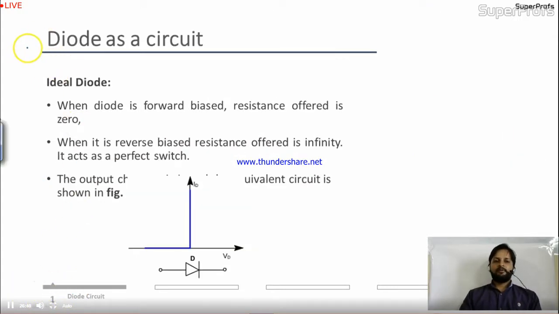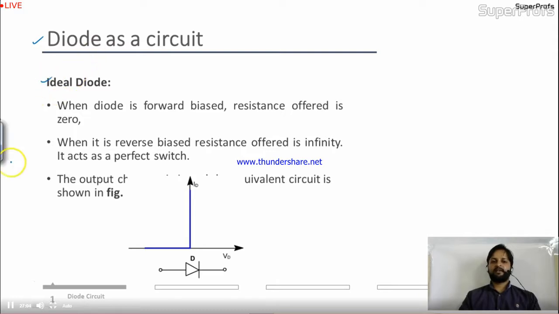Now come to the diode as a circuit. When we use the diode in a circuit, where we have to calculate circuit parameters, it may be voltage, current, power or anything. Suppose we are given a diode in the circuit, so how will we deal with the diode? We should have proper knowledge about the diode. Let's start.